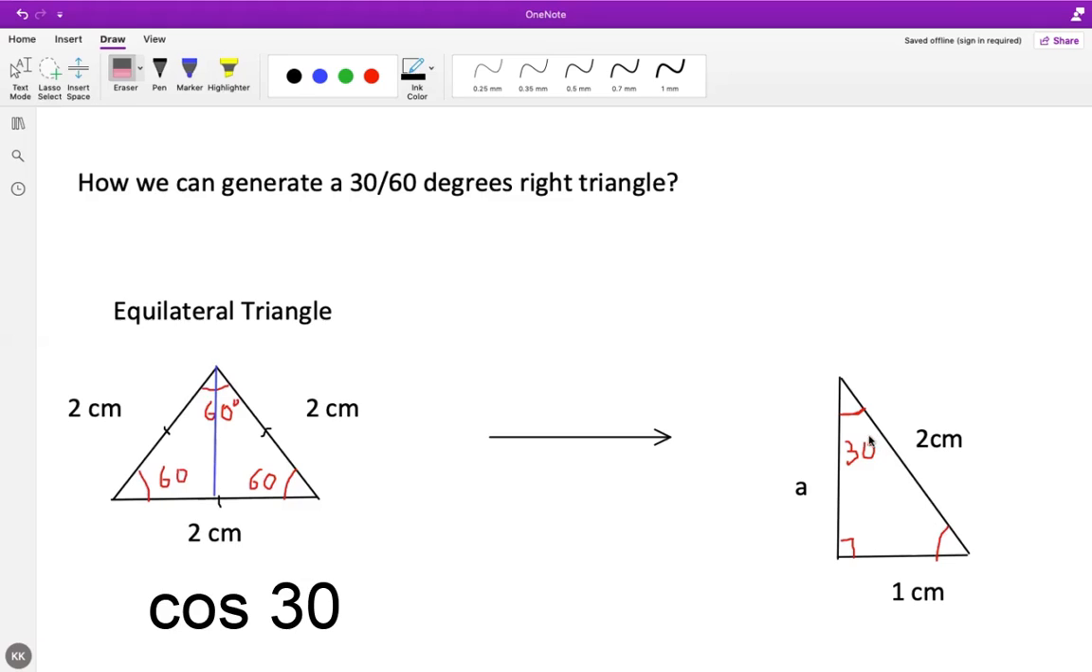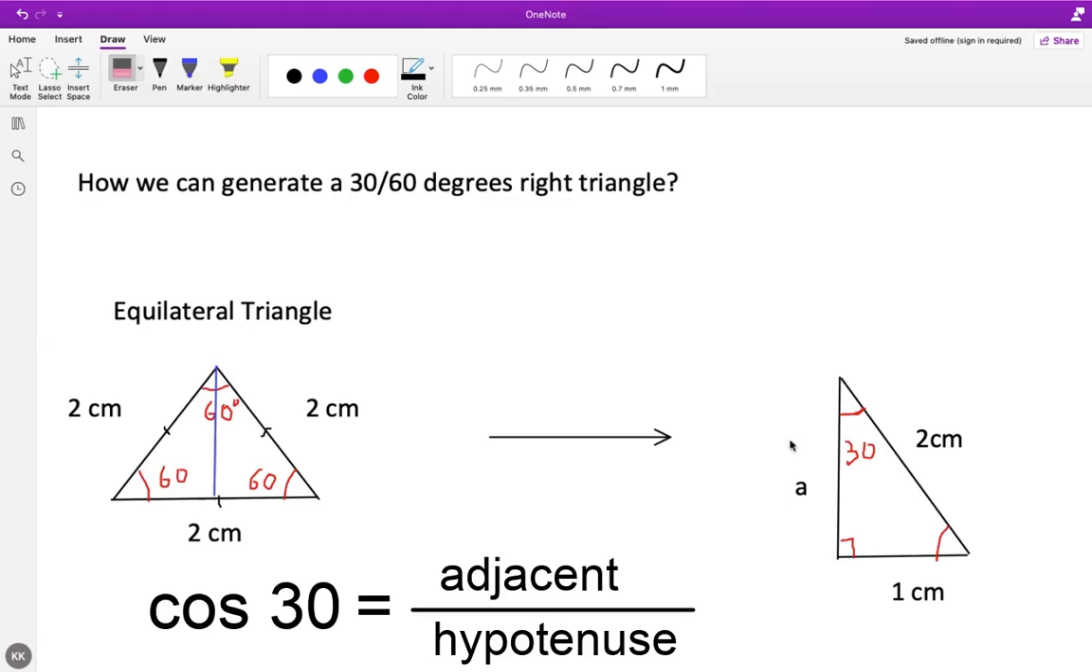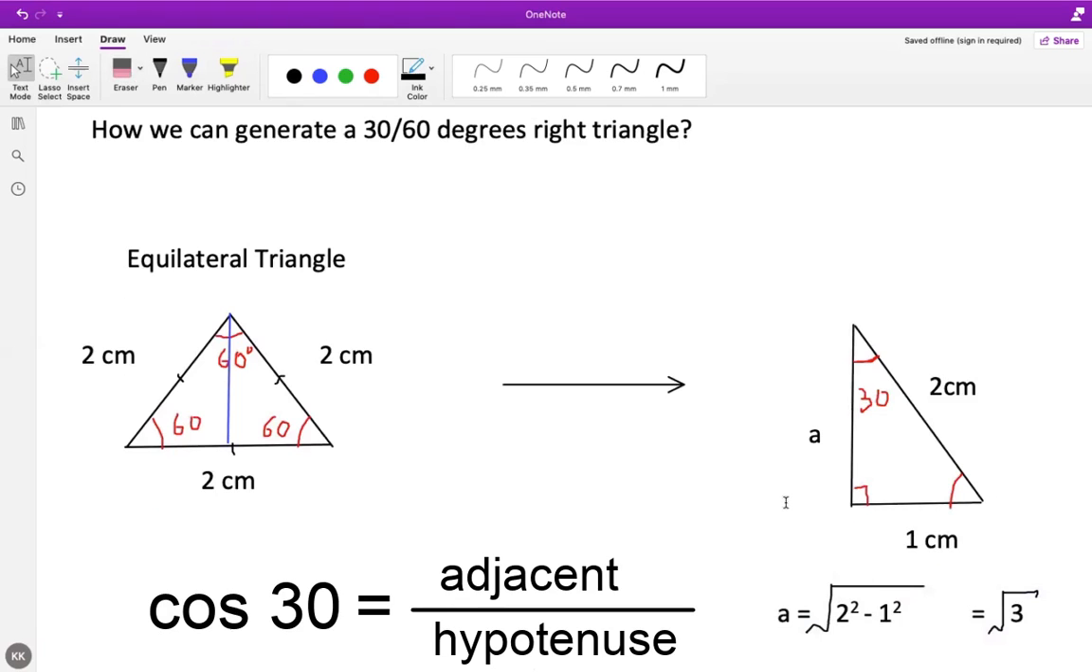So cosine 30 degrees, we need to use the adjacent side, which is the A value, divided by 2. So how could we find the A value? It's the same thing, right? We are going to use the Pythagoras Theorem to calculate the side A. For the side A, we are taking the hypotenuse square minus opposite square. So it's 2 square minus 1 square, and we take the square root. We got 4 minus 1, so it's just root 3. So I know that A is going to be root 3.